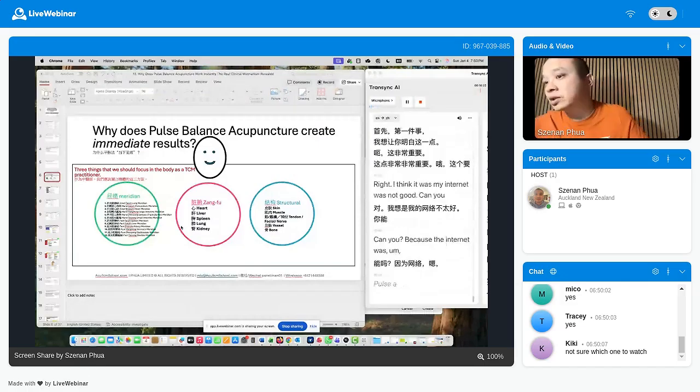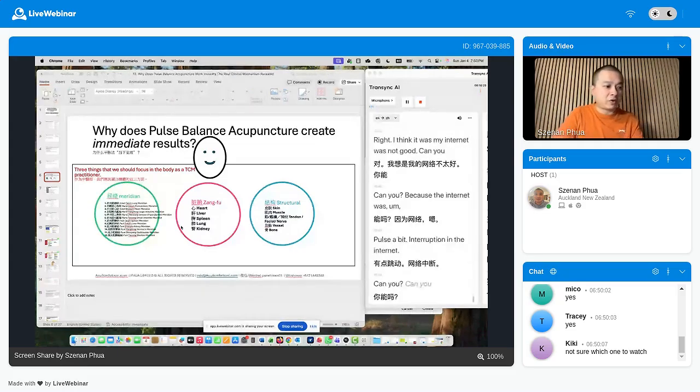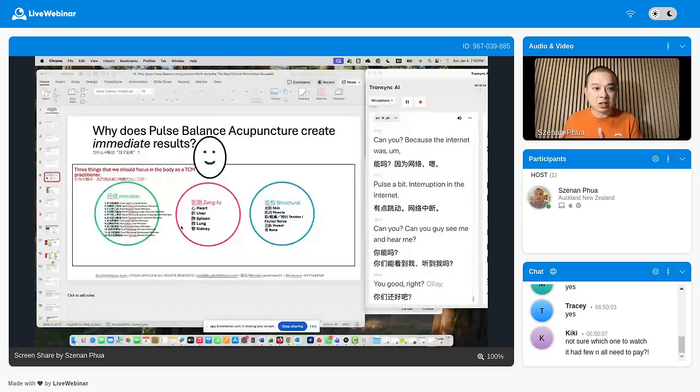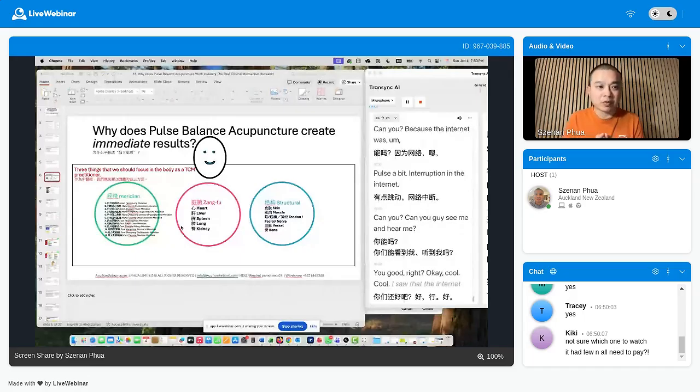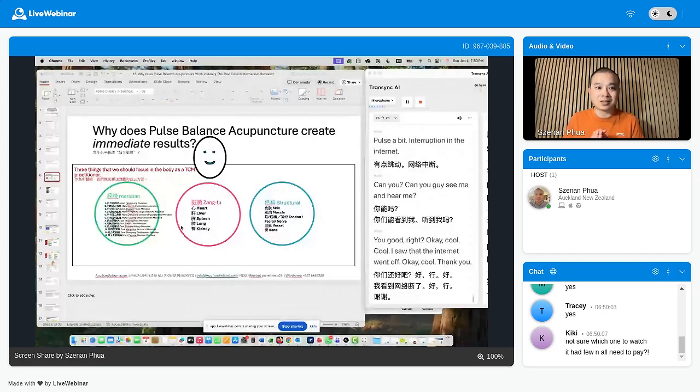Right, this is a super important one. It's very important, this part. I hope you get to understand this part very, very well. So why does pulse balance acupuncture create immediate results? Before we understand that, we need to understand that in our body, there are 3 things that we should focus on in the body as a TCM practitioner.